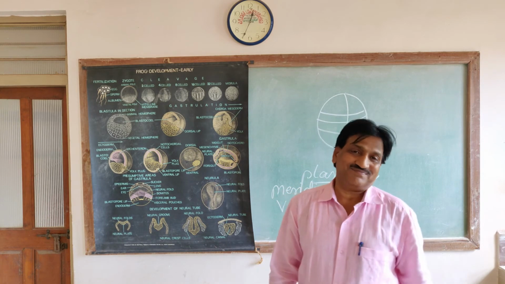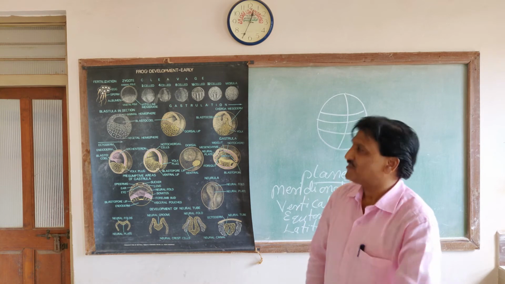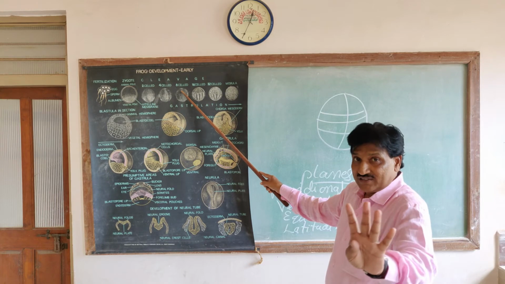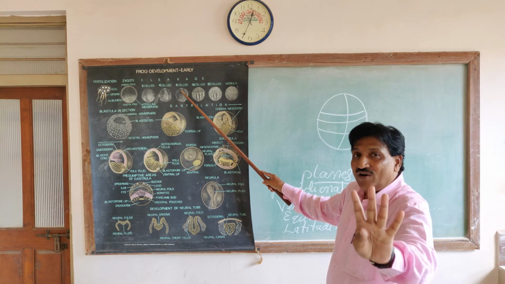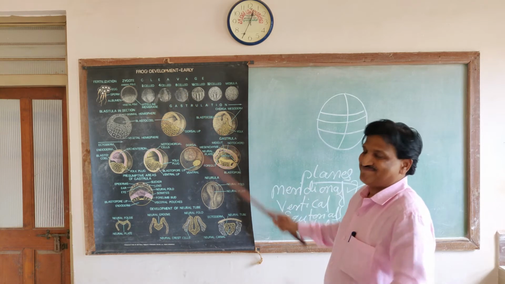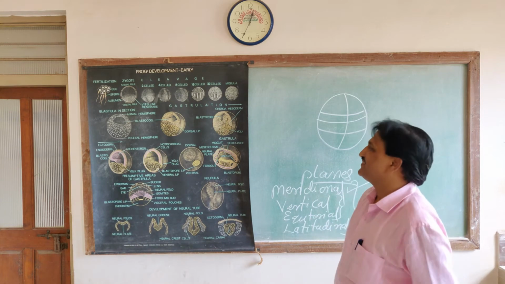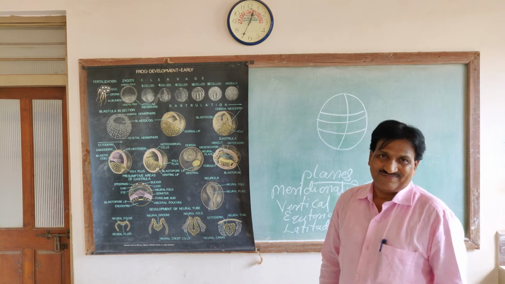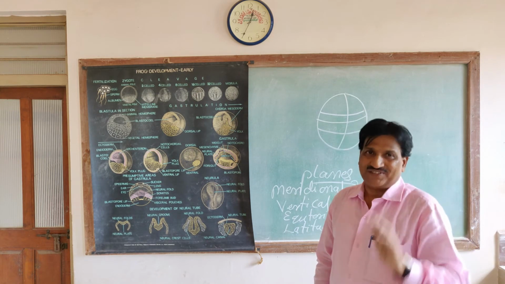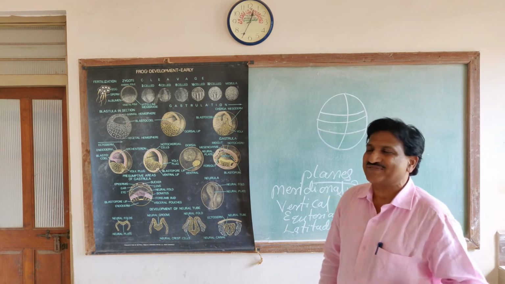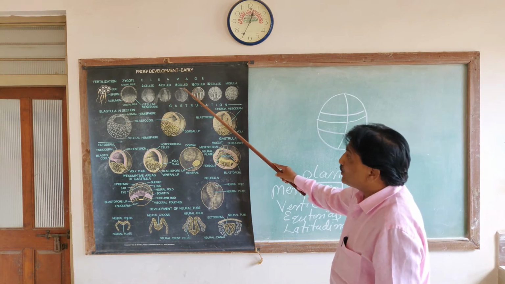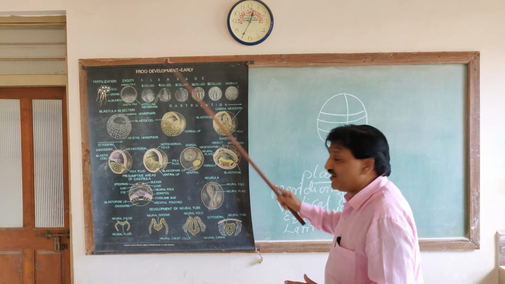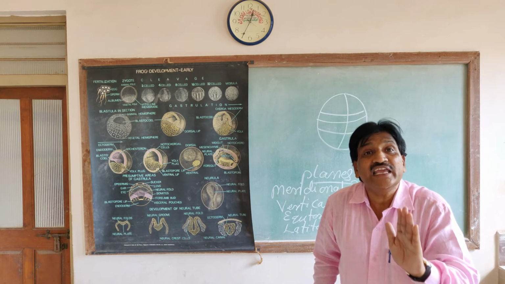How many cells are formed? 8 cells are formed. The animal pole has 4 smaller cells called micromeres. The vegetal pole has larger cells called macromeres, I mean yolk-laden cells. Okay, micromeres and macromeres. Now here, the third cleavage shows unequal division.